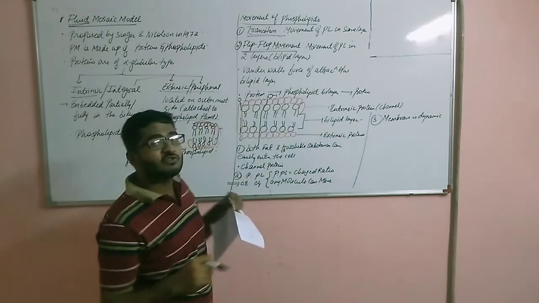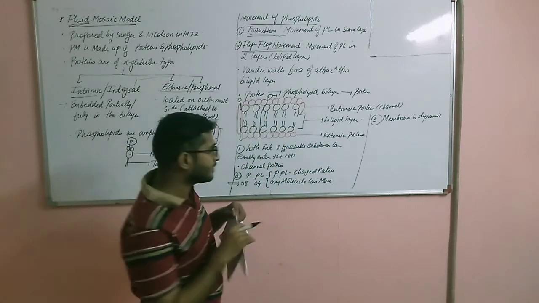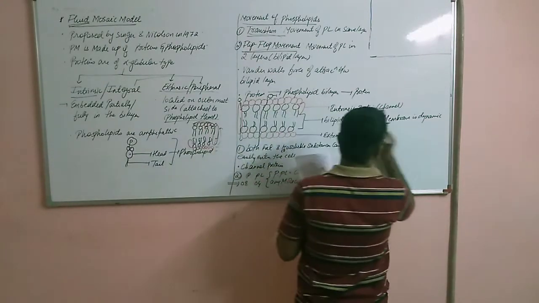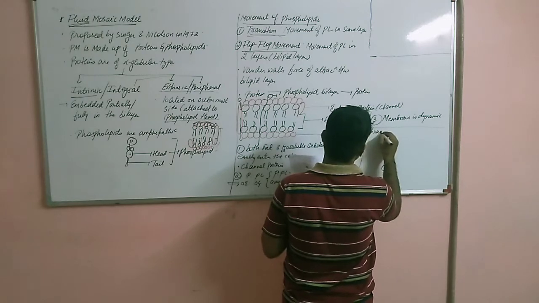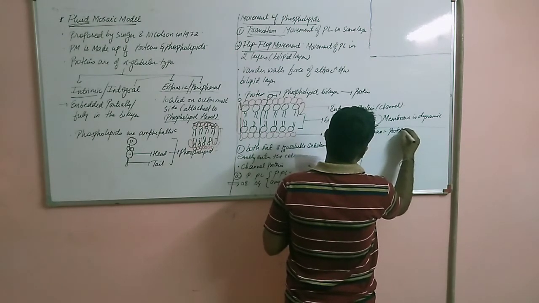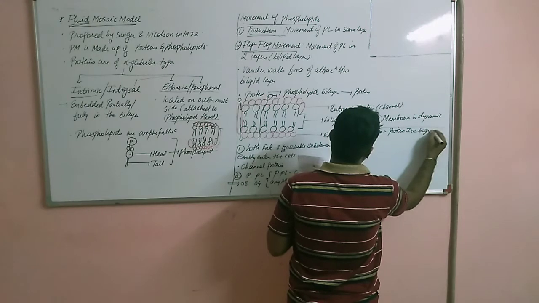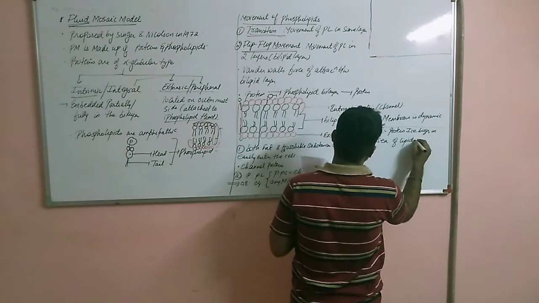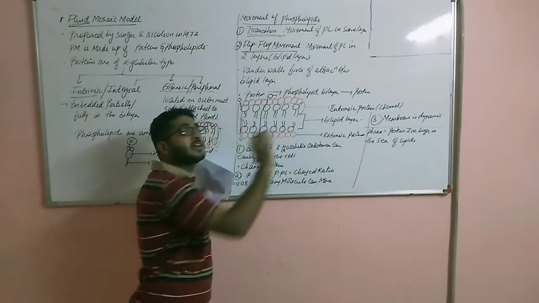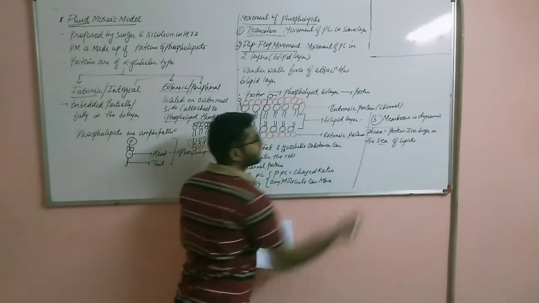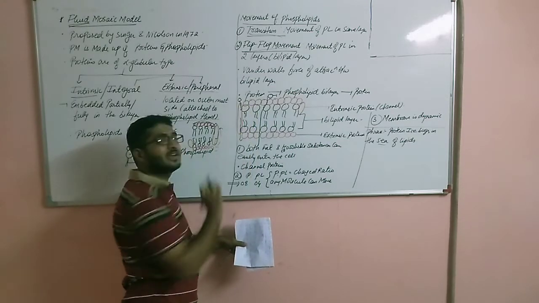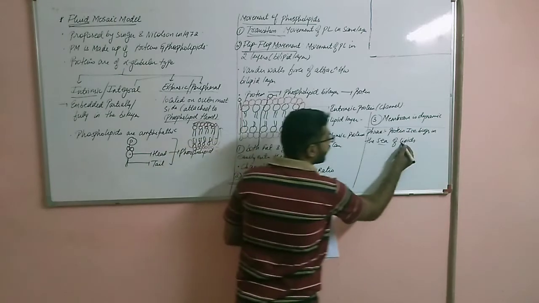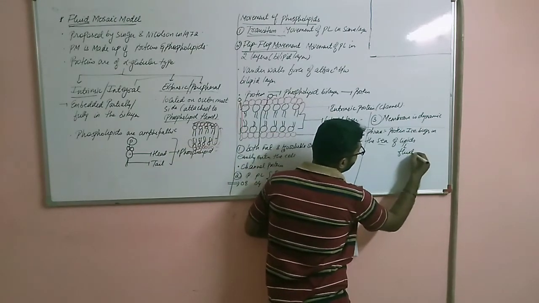Now, dynamic fluid nature. Singer and Nicolson used a phrase in their model: protein icebergs in the sea of lipids. So this lipid bilayer resembles a sea, and these proteins resemble the icebergs, and they are moving. How are they moving? Because of the fluid nature of lipids.